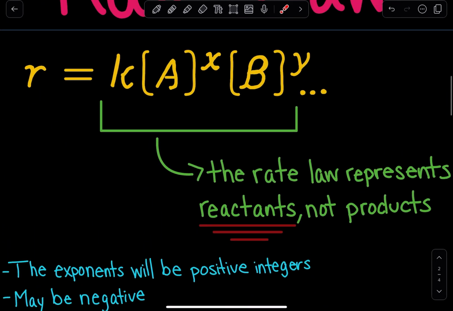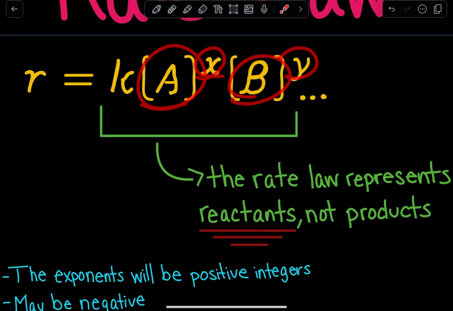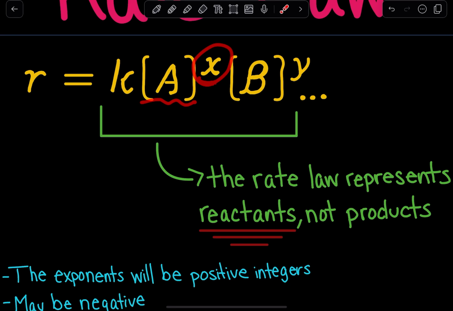This will make more sense once we get into graphical analysis of various reaction orders. But for now, all we need to know is that the concentrations are raised to exponents, and those exponents represent the reaction order. Here, the concentration of A is raised to the power of X, and B is raised to the power of Y. If I wanted to find the overall reaction order, it would be the sum of all the exponents. So in this case, it would be X plus Y. But if I just asked you, what is the reaction order of A? The reaction order of A would be X, and the reaction order of B would be Y. But the overall reaction order is the sum of all the exponents, and that's important to understand.